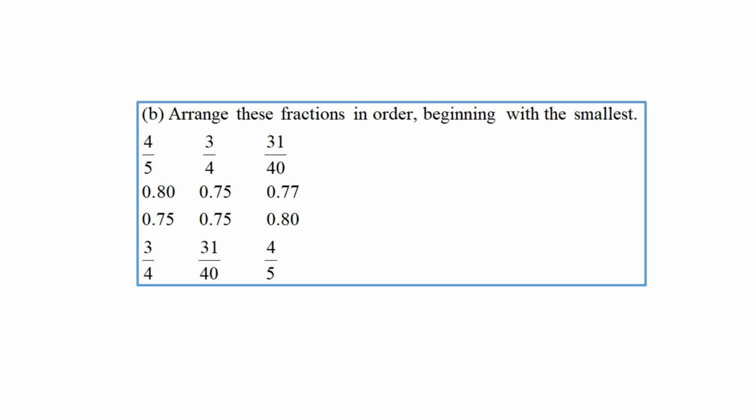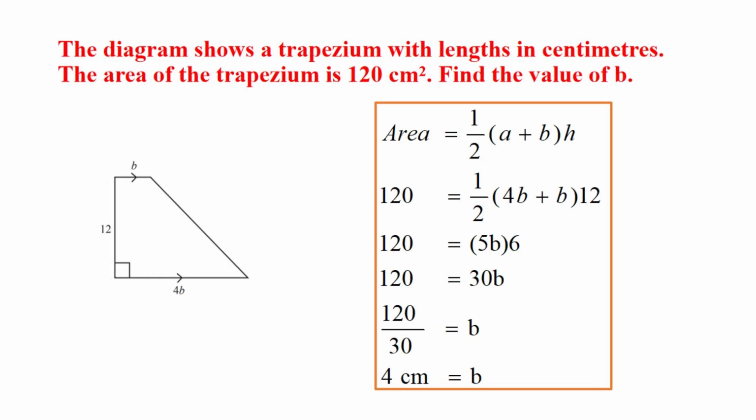Now, let's arrange them from smallest to largest. First is 3/4. Next is 31/40. Finally, 4/5. Question 6. In this question we're tackling a geometry problem involving a trapezium.